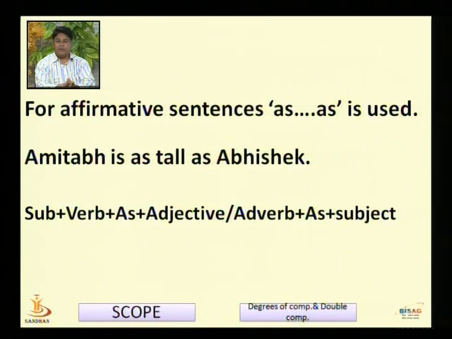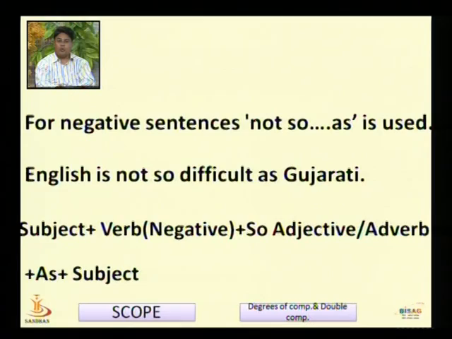Here Amitabh is subject, is verb, as tall as. Now here tall is an adjective and Abhishek is another subject. So both the subjects, they are compared to an equal degree. So in short, what we have to remember is, in positive degree affirmative sentences, as is used. Got it, dear friends?